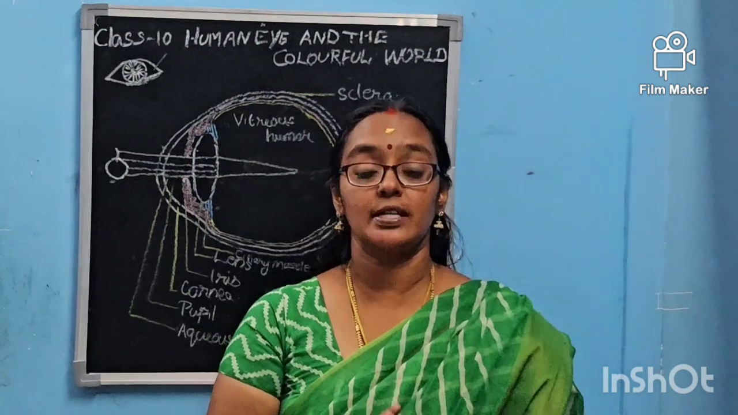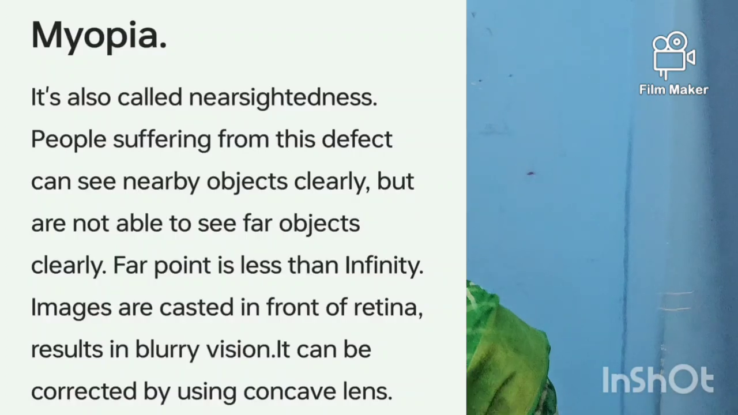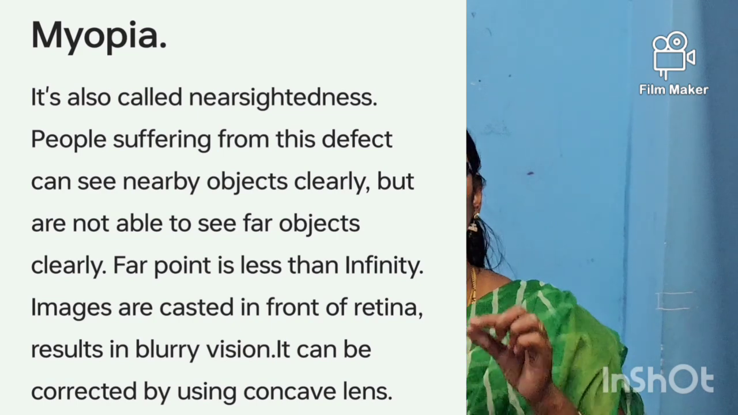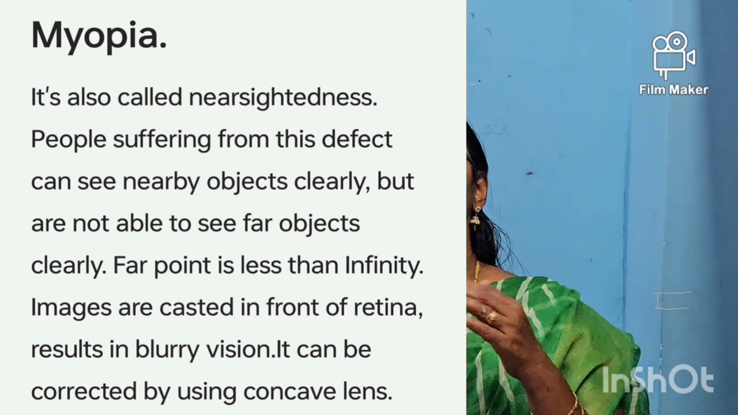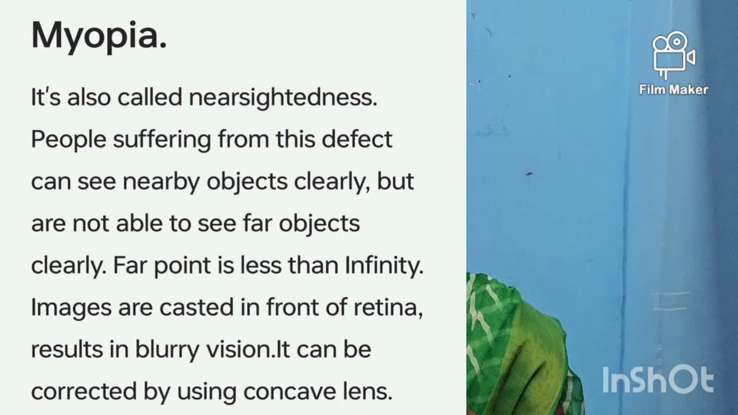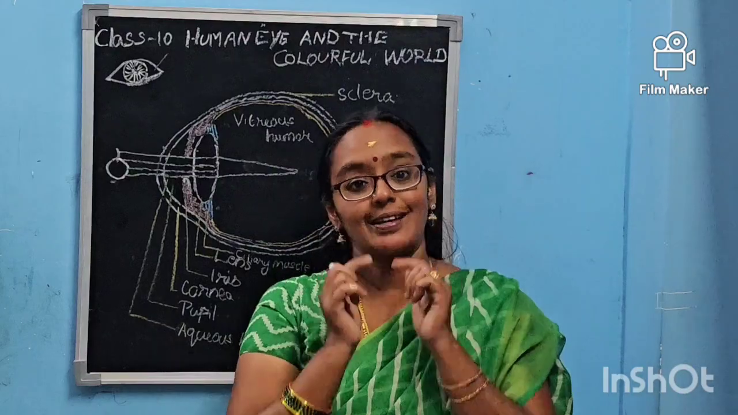It is due to two reasons. First is excessive curvature of the eye lens, and the second is elongation of the eyeball. Because of these two reasons, myopia is caused. How can it be cured? It can be cured by using a concave lens in front of the eye.